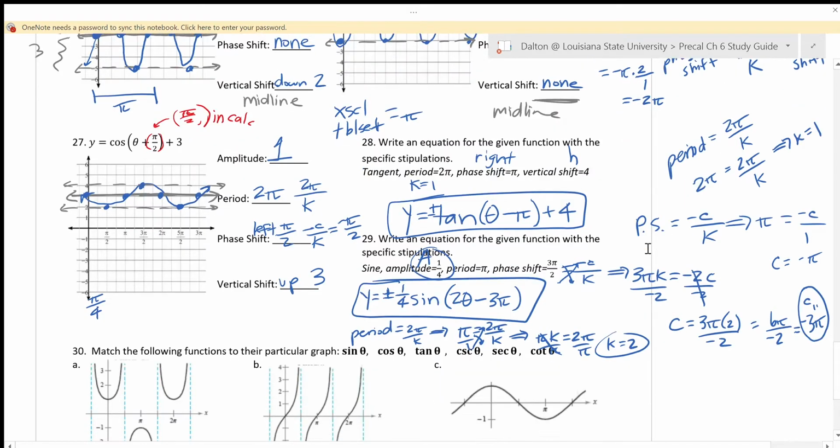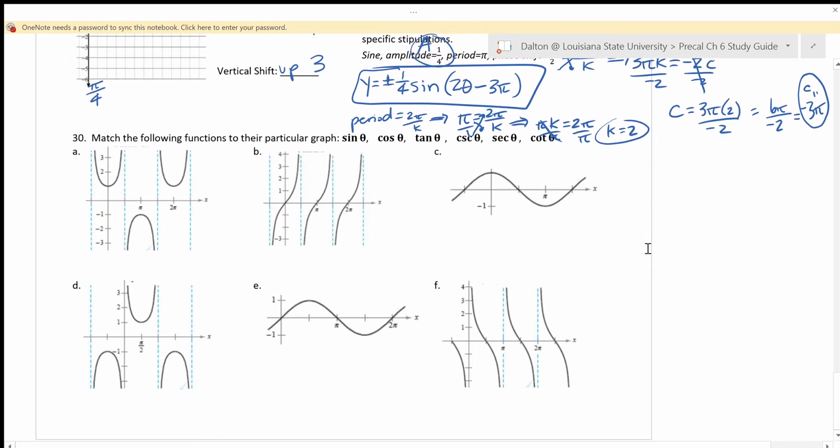Number 30 is simply a matching game. So you could either use what you know about the co-functions of sine and cosine, and hopefully you know from the get-go that E is going to be the sine of theta because it goes through the origin, that C is going to be the cosine of theta because it starts there at 1, and those are our typical curves.